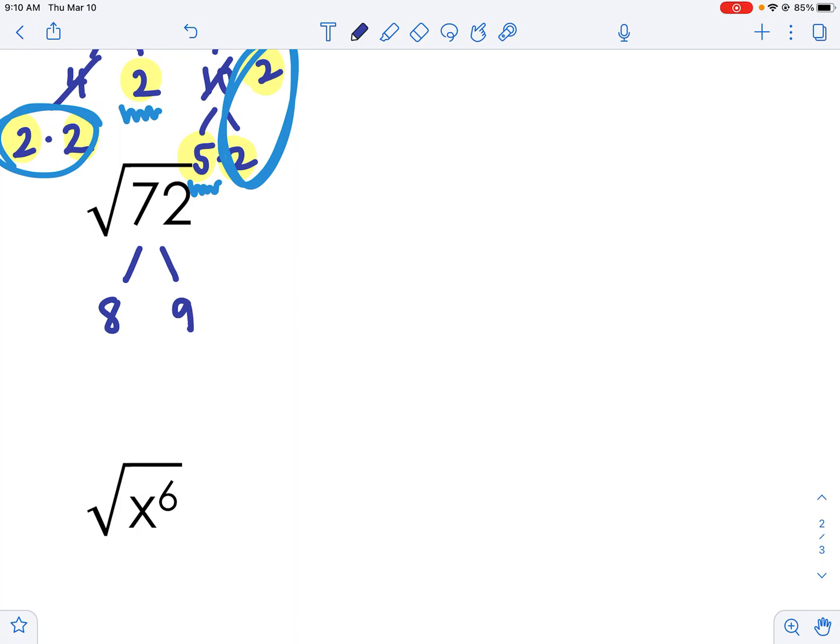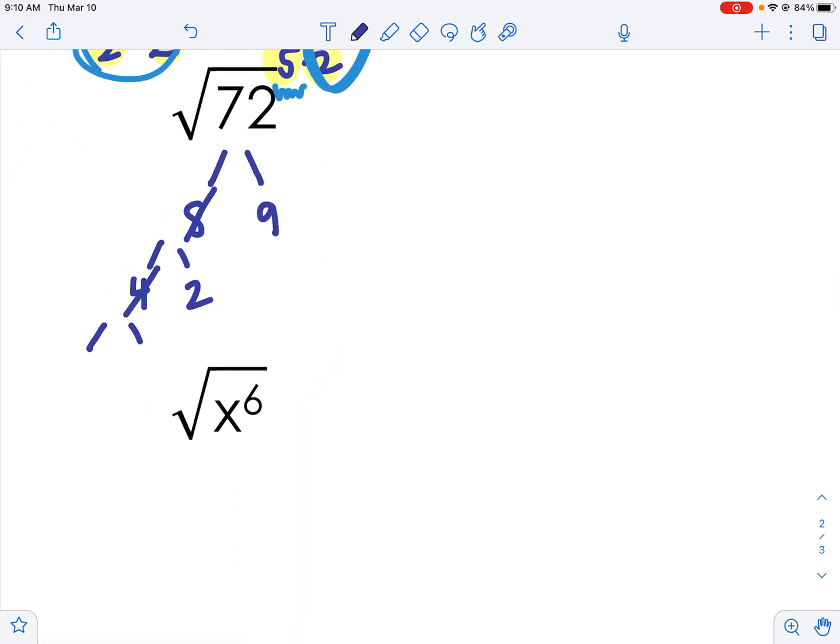Or maybe you come up with another number, 36 and 2. It doesn't matter. Just start wherever you want to start. So I'm going to start with 8 and 9. I know that 8 can break down into 4 and 2, and I know that 4 can break down into 2 and 2. So essentially, I'm just making a factor tree right now.